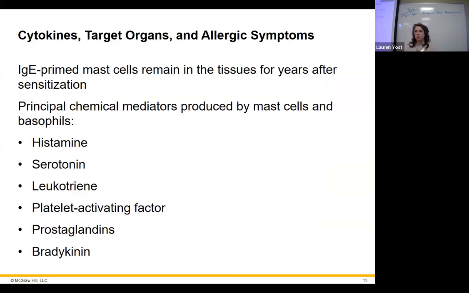So what kinds of things would your cells be producing? Kind of a no-brainer. Here's what I'm trying to say. So histamine, duh, right? Like, why do we take antihistamines? Because histamine is a problem when you have an allergy, right? So histamine, serotonin, leukotriene, platelet activating factor, prostaglandins, and bradykinin.